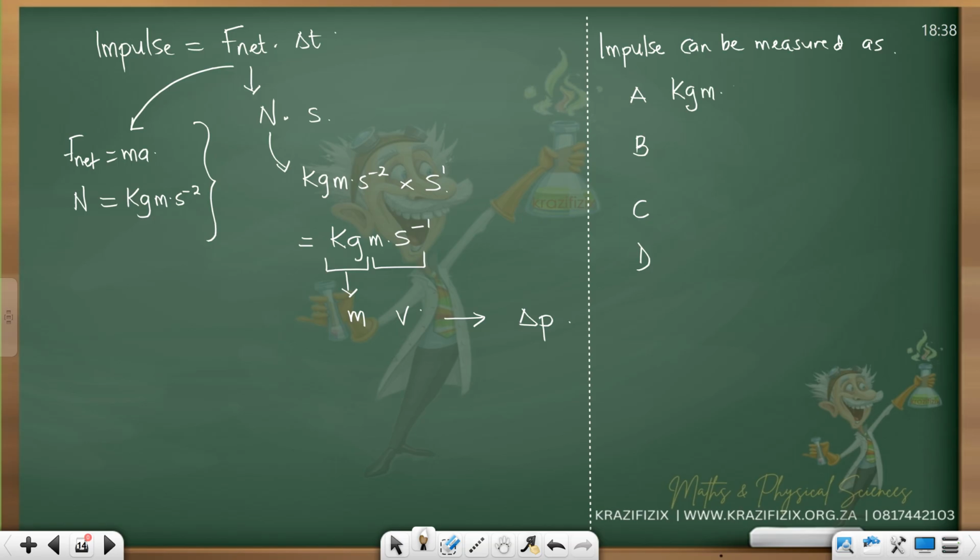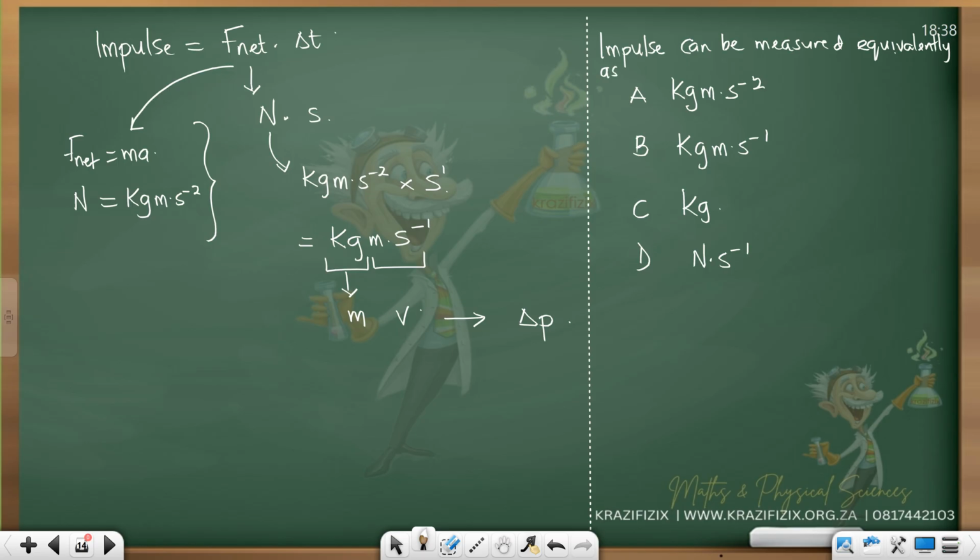Kilogram, meters per second squared. Kilogram, meters per second. Kilogram. Look at this. This is how they are going to throw this in an exam. Impulse can be measured, or can be measured equivalently, as.